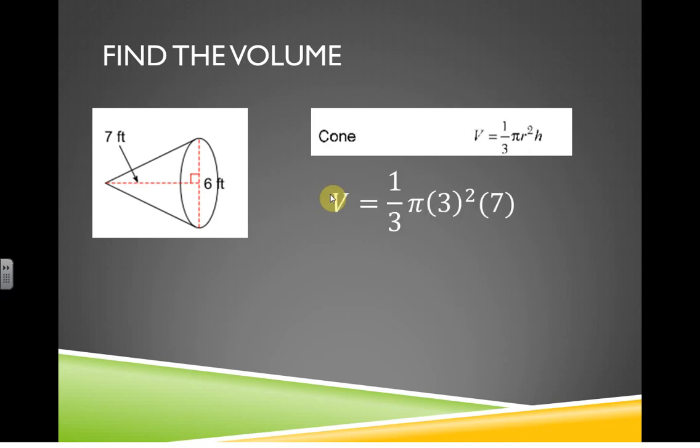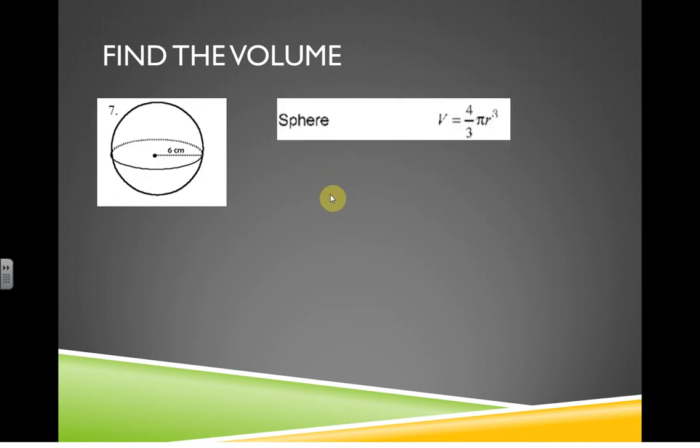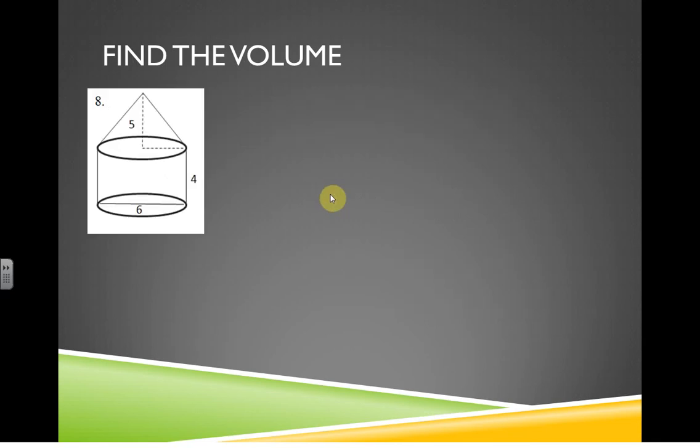Cone is going to work the same way. It's simply plugging in the numbers. So 1/3 pi r squared, so 3, not 6, and then 7 is your height. So there it is. All right, so this is a sphere, and a sphere formula is given to you. You just have to plug in. So it's 4/3 pi r cubed, and we just substitute the value in, and boom, we have an answer. So those ones are a little nicer.